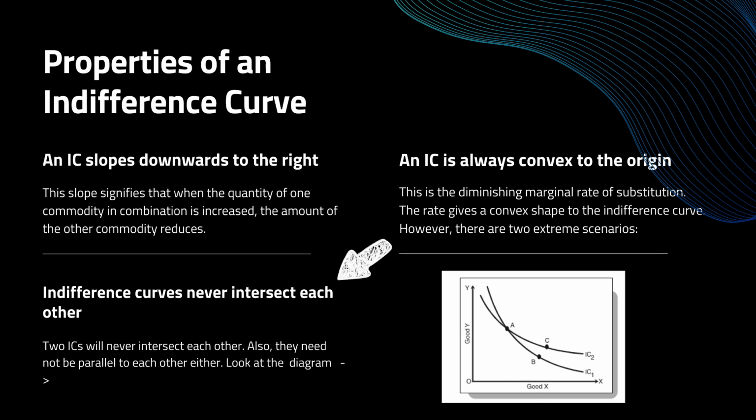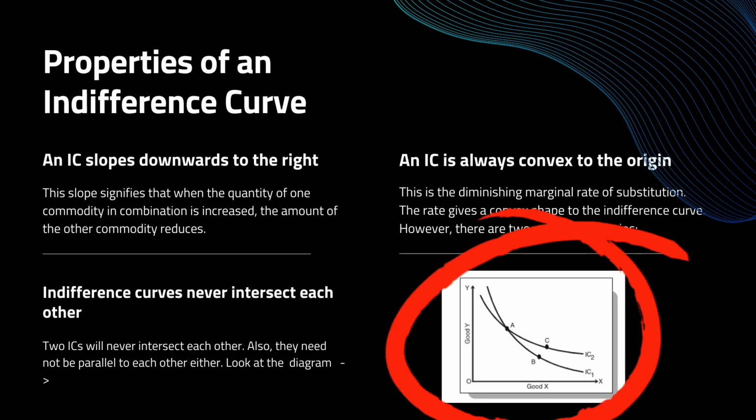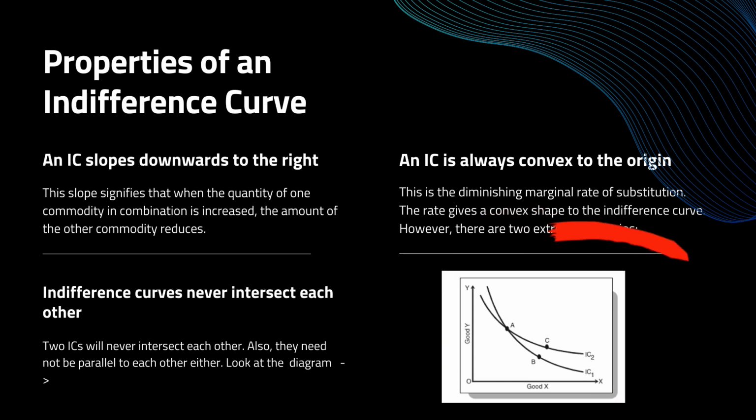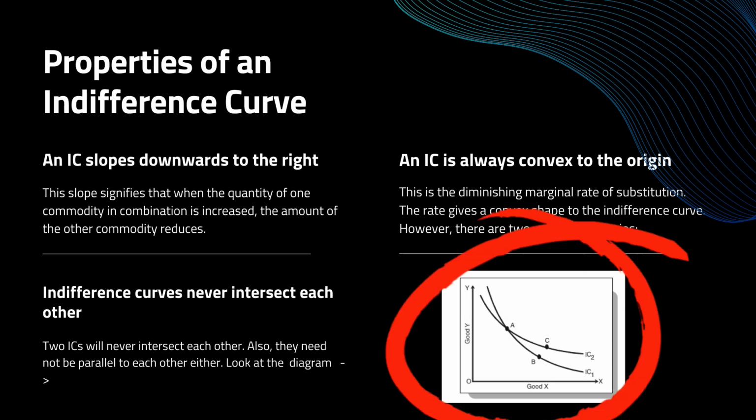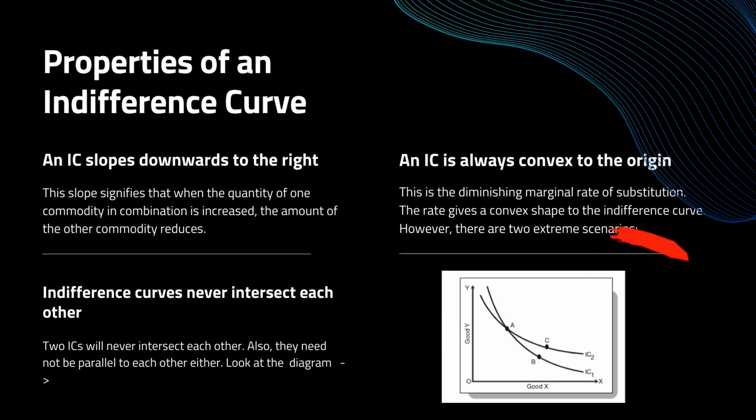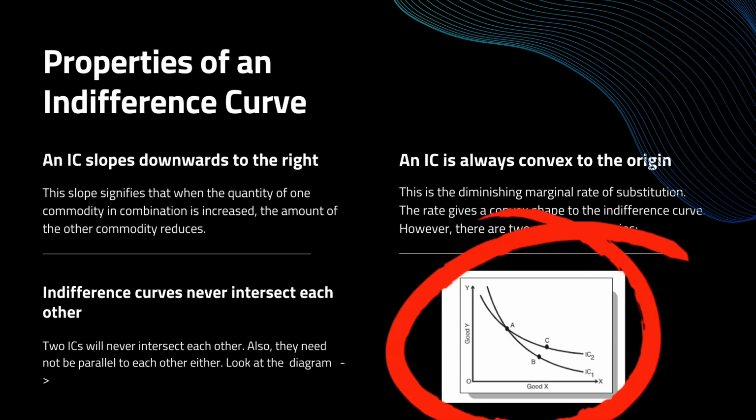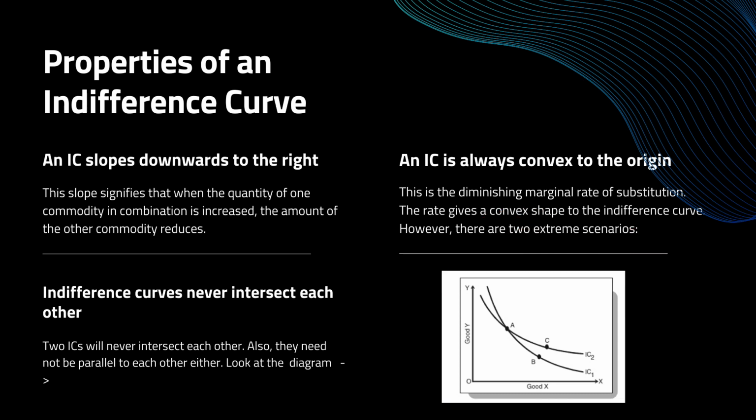Third, indifference curves never intersect each other. Also, they need not be parallel to each other either. Look at the following diagram. This diagram shows two ICs intersecting each other at point A. Since points A and B lie on IC1, they give the same satisfaction level to an individual. Similarly, points A and C give the same satisfaction level, as they lie on IC2. Therefore, we can imply that B and C offer the same level of satisfaction, which is logically absurd. Hence, no two ICs can touch or intersect each other.